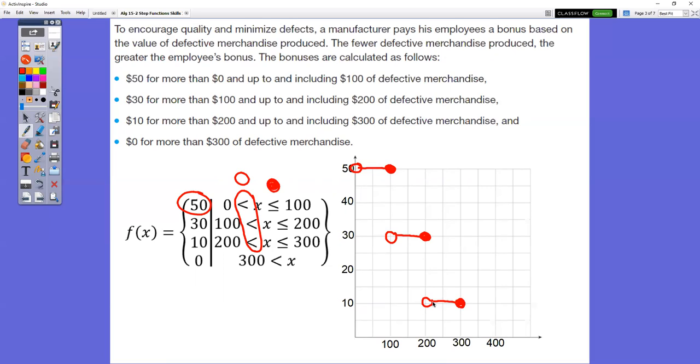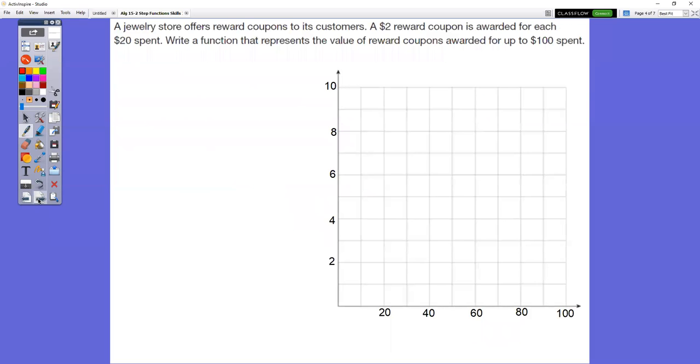And then above 300, right? Above 300, we're at zero. So zero is all the way down at the bottom. This is going to be an open dot here. And because it keeps on going, we're just going to put a little arrow on the right-hand side of that, because it keeps on going. It says anything above $300. So notice how this step function goes down. Sometimes they'll go down, most of the time they go up, but this one happens to go down. Take a look at the next one.